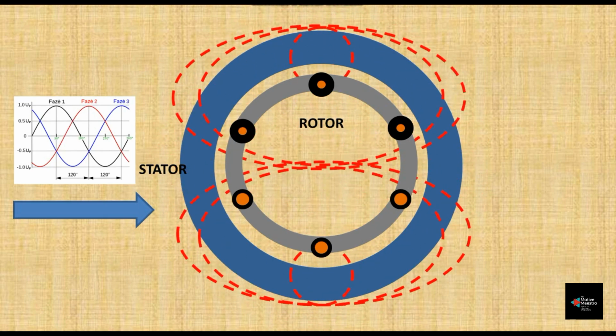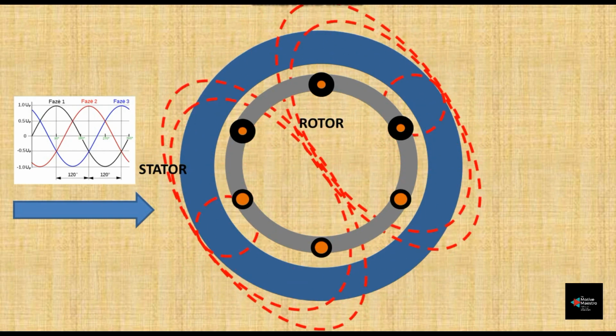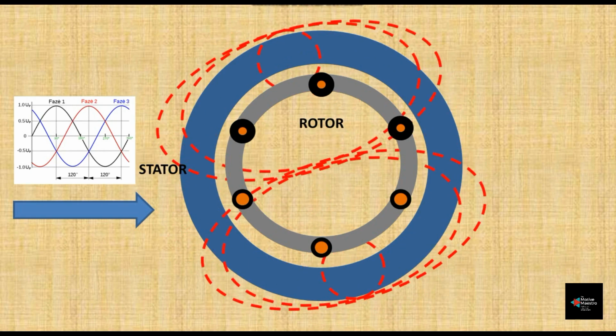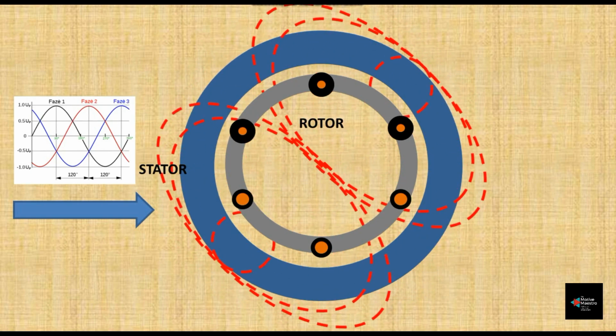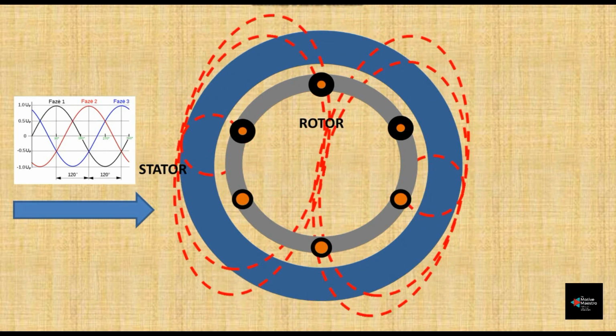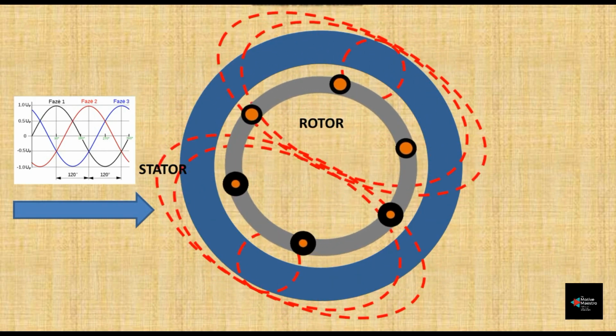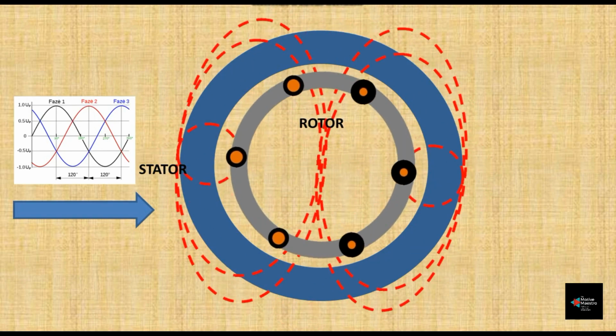And the reason for the induction of EMF on the rotor is the relative movement between the rotor and the rotating field. To reduce the relative motion between the rotating magnetic field produced by the stator and the rotor, the rotor also should move along with the stator rotating field. This causes the rotor to rotate.